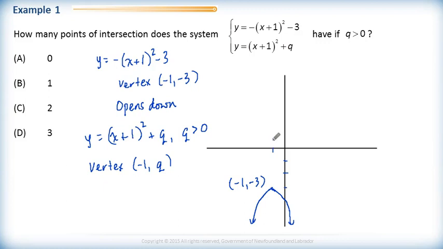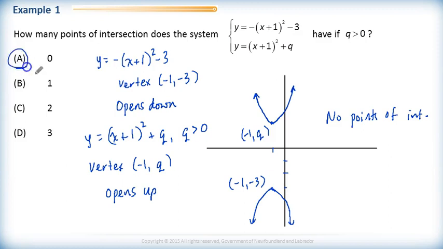So the vertex is at -1. Well, we don't know where q is exactly, but it could be anywhere up here. So we'll call this, for argument's sake, (-1, q). Perhaps I better move that. There we go. Because the graph opens up, and therefore, because the vertex is above the x-axis, there is no way that there can be any points of intersection. So A is our answer.